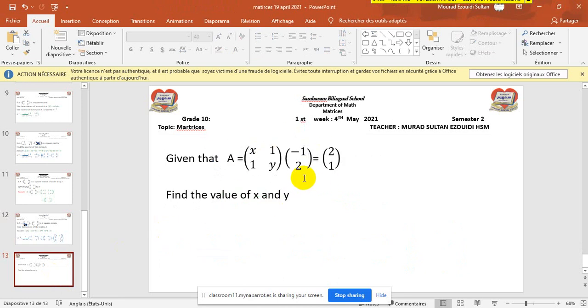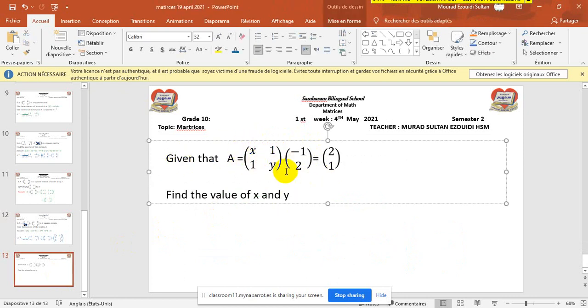Okay, this is what your friend asked, if it is possible to multiply a matrix by a matrix. The first one is a matrix. A matrix of order 2 by 2 multiplied by another matrix of order 2 by 1 should be equal to another matrix of order 2 by 1. Why 2 by 1? Because 2 rows and 1 column. The question, my daughters, is to try to find the values of x and y.